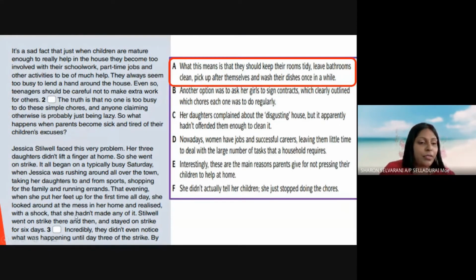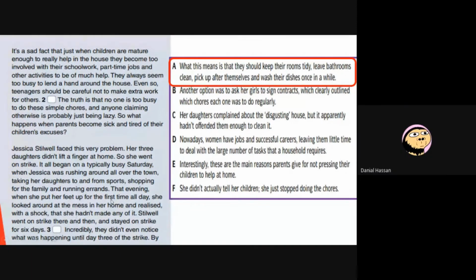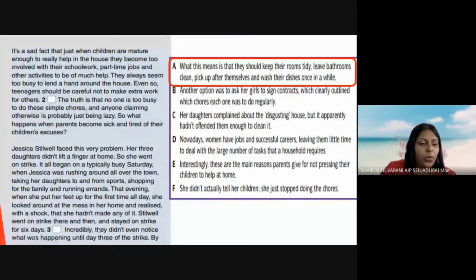Okay, paragraph 3. So what do you think is the suitable answer for this? Stillwell went on strike there and stayed on strike for 6 days. And then after that, incredibly, they didn't even notice what was happening until day 3 of the strike. So what do you think will be the most suitable answer? F. F, she didn't actually tell her children. She just stopped doing the chores. Any other answers?